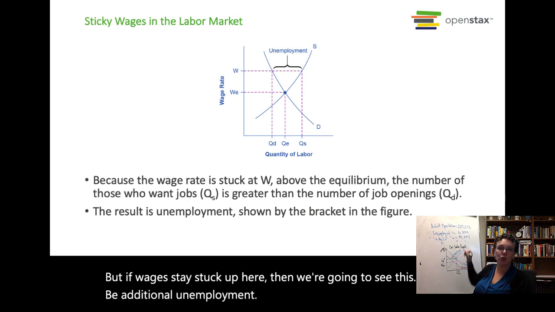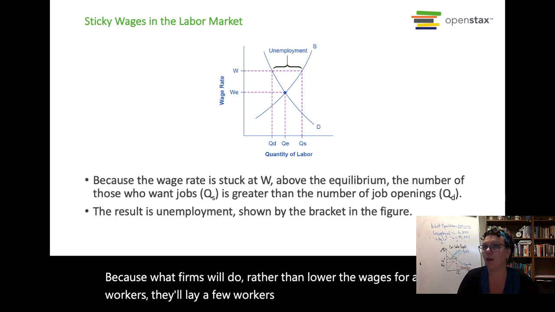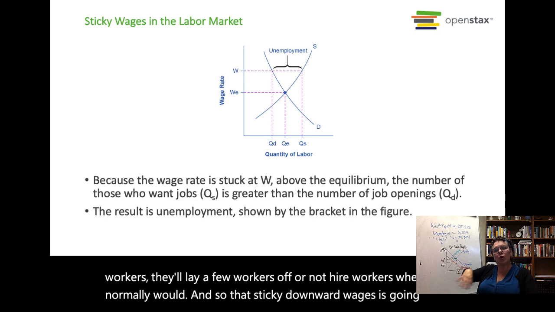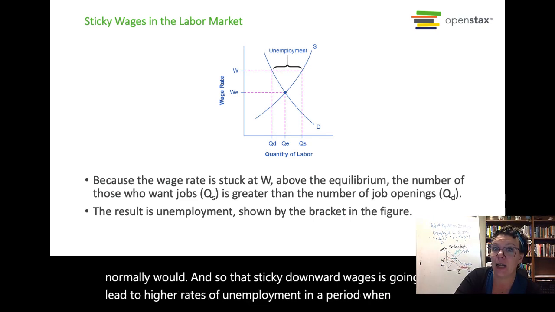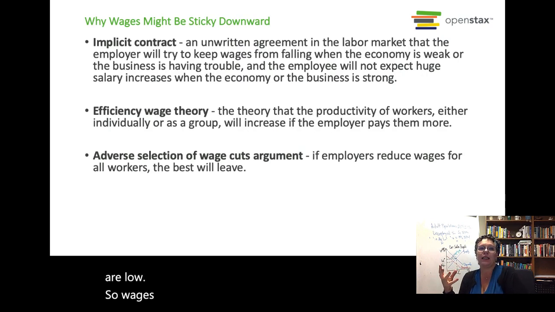But if wages stay stuck up here, then we're going to see additional unemployment because what firms will do, rather than lower the wages for all workers, they'll lay a few workers off or not hire workers when they normally would. And so that sticky downward wages is going to lead to higher rates of unemployment in a period when incomes are low.